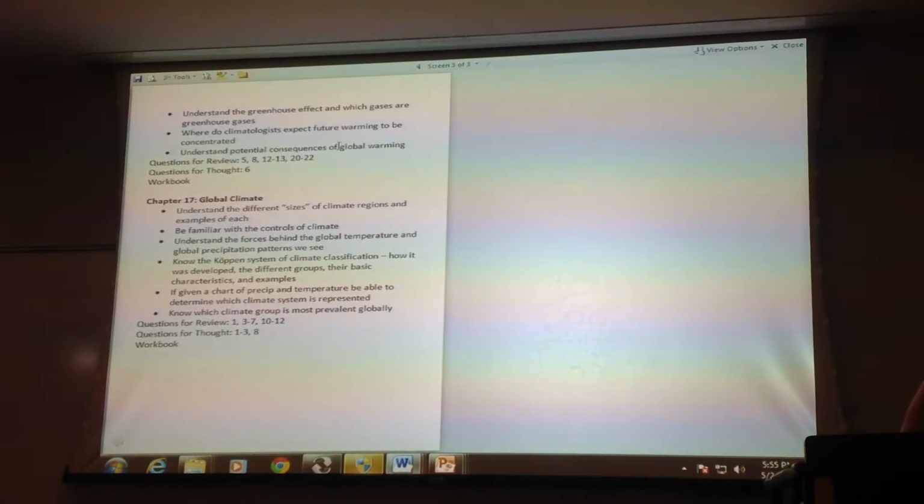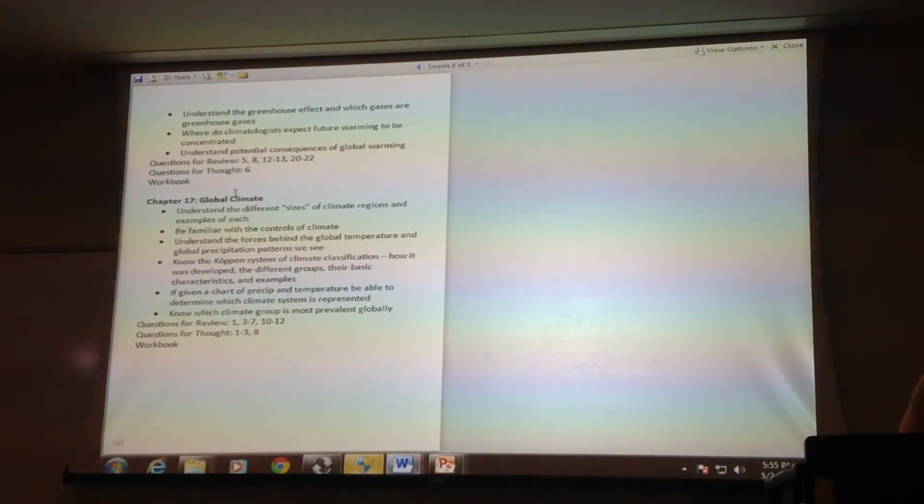And then understand the potential consequences of global warming. So not a lot there, and I feel like you probably know the answers to most of those, so you're welcome for doing a really bad job lecturing that day.